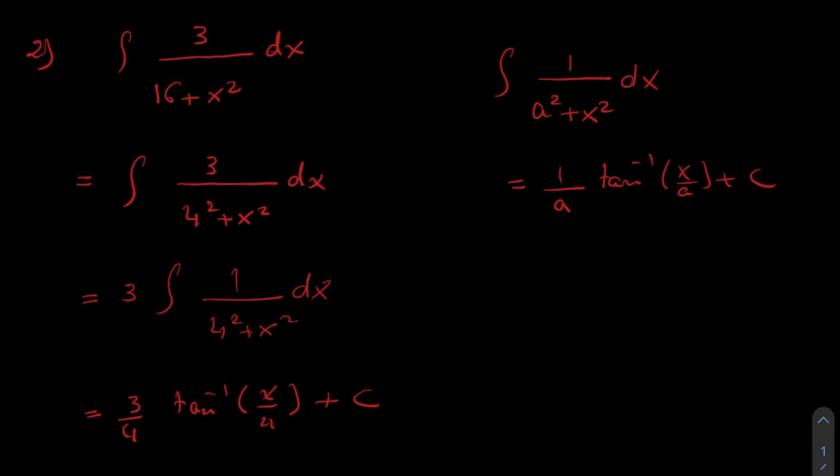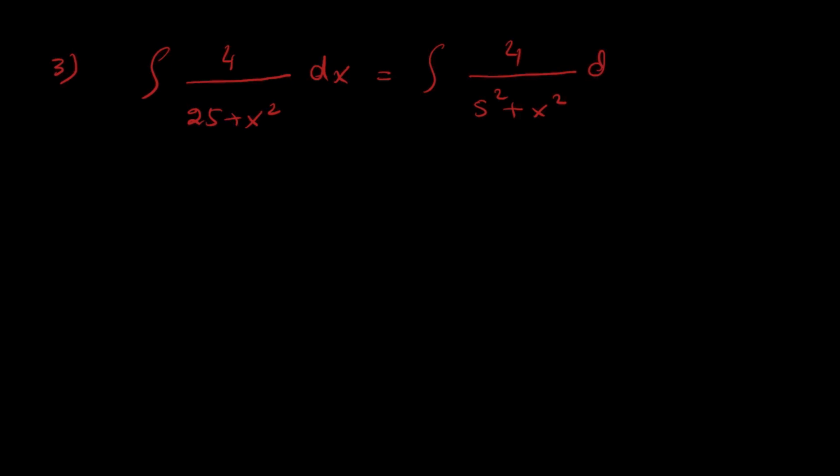Let's do another example. Example 3. It says that find the integral of 4 over 25 plus x squared dx. So we can do similarly as we did in the previous question. We can change 25 to be 5 squared. So we can write it as integral of 4 over 5 squared plus x squared dx.